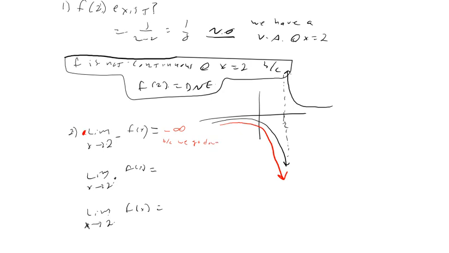And similarly, from the right, we go up and up and up forever. We can say the limit from the right is equal to positive infinity because we go up. So from the left, we go down forever. From the right, we go up forever.